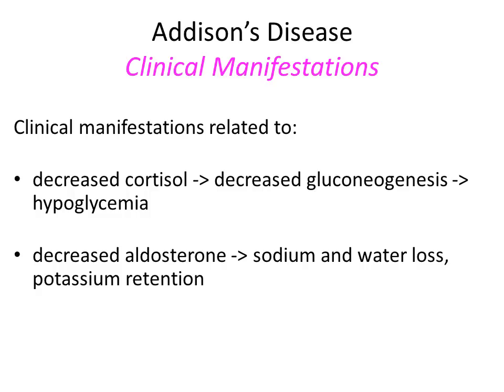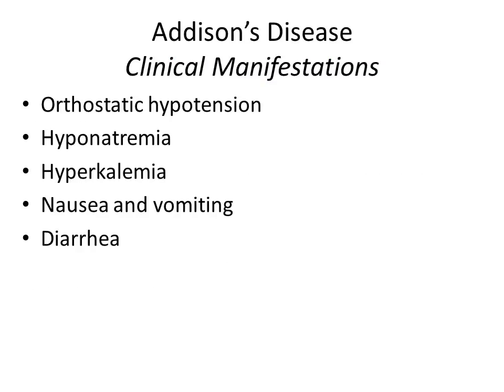The clinical manifestations are related to the decrease in cortisol, so a decrease in gluconeogenesis causing hypoglycemia, and the decrease in aldosterone causing sodium and water loss, potassium retention, and hypotension. Here we talked about these as signs and symptoms: orthostatic hypotension, hyponatremia, hyperkalemia, nausea, vomiting, diarrhea.